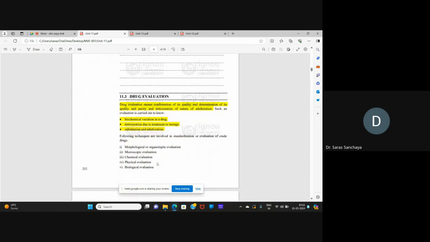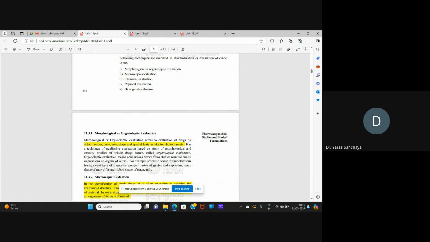Now, drug evaluation. Drug evaluation means confirmation of its identity, determination of its quality and purity, and detection of the nature of adulteration. Such an evaluation is carried out to know biochemical variation in a drug, deterioration due to treatment or storage, or substitution and adulteration. So, to evaluate whether the drug is of proper quality, we have to use various methods to evaluate the drugs.